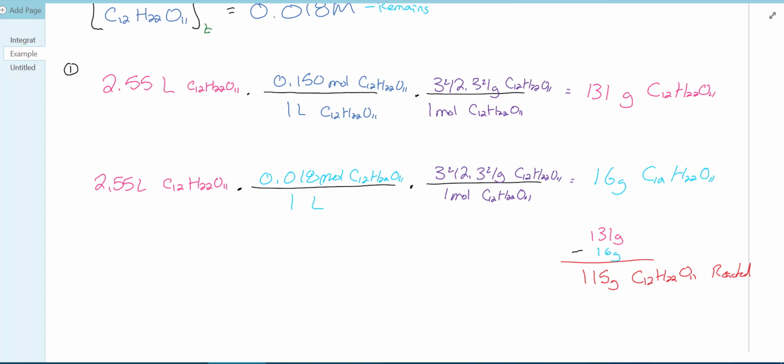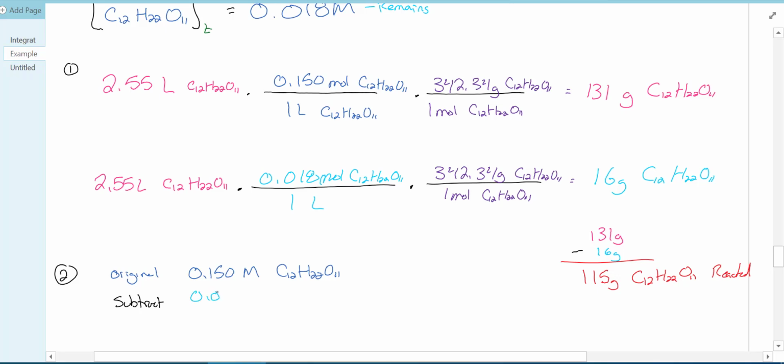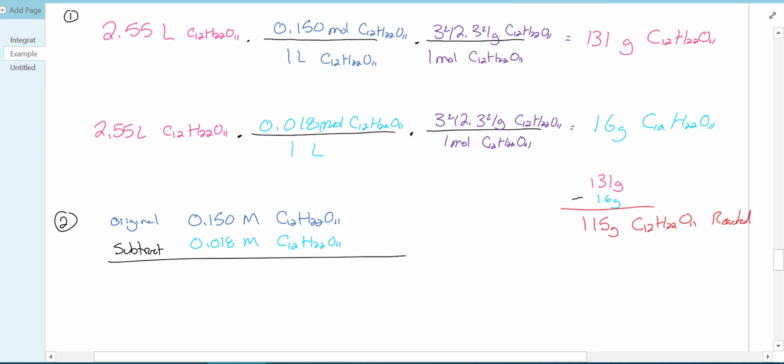Or, option 2 is I take the original amount of 0.150 molar, and we subtract my ending concentration of 0.018 molar, and we learn that 0.15 minus 0.018 is 0.132. 0.132 molar C12H22O11 reacted.